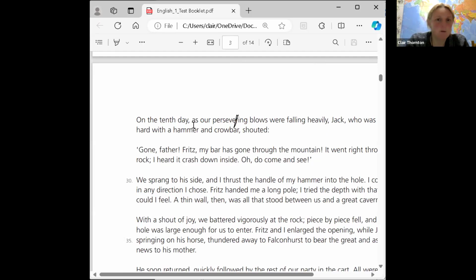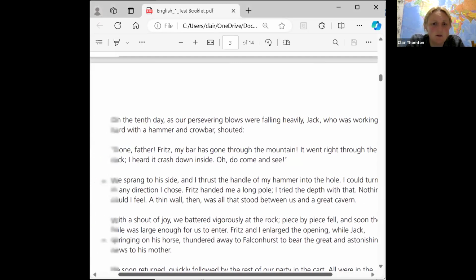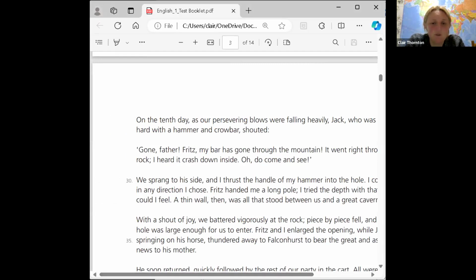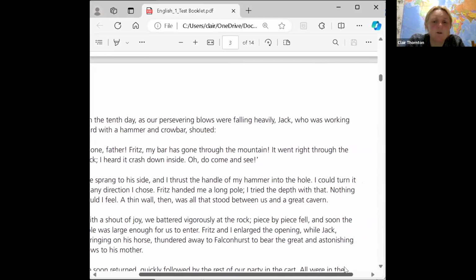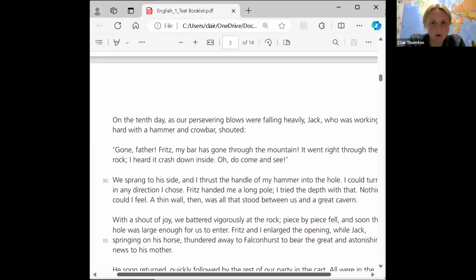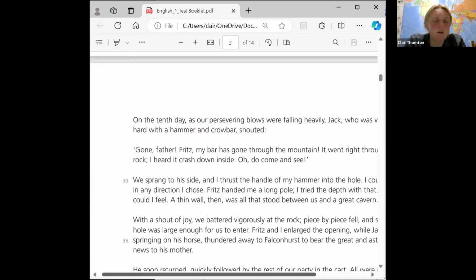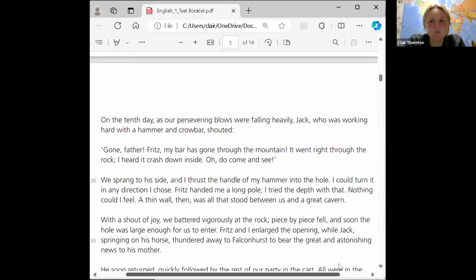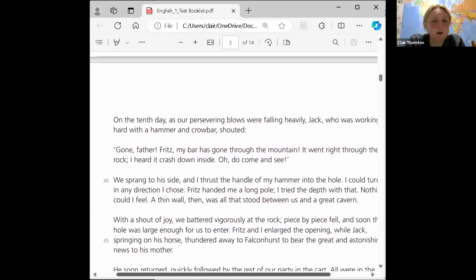On the 10th day, as our persevering blows were falling heavily, Jack, who was hard at work with a hammer and crowbar, shouted, "Gone, Father Fritz, my bar has gone through the mountain. It went right through the rock. I heard it crash down inside. Oh, do come and see." Right through the rock. I heard it crash right down. We sprang to his side, and I thrust the handle of my hammer into the hole. I could turn it in any direction I chose. Fritz handed me a long pole. I tried the depth with that. Nothing could I feel. A thin wall, then, was all that stood between us and a great cavern.